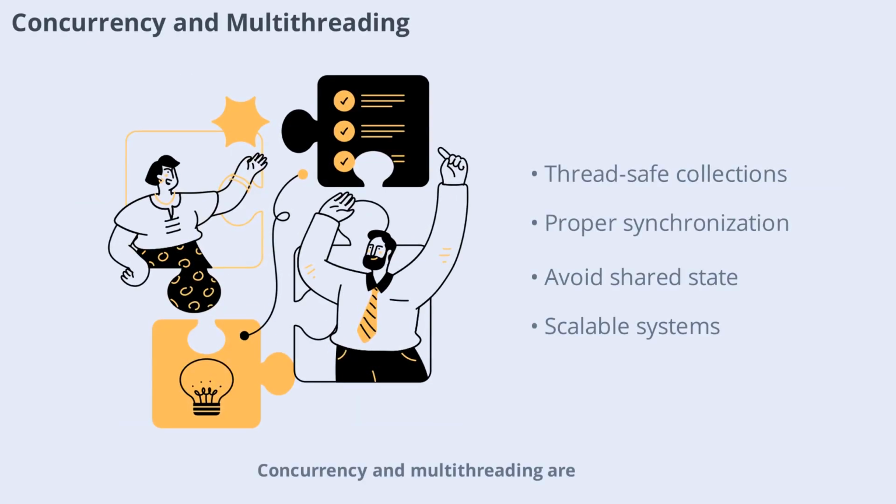Concurrency and multithreading are central to high-performance Java applications. Use thread-safe collections, proper synchronization, and avoid shared mutable state. Tools like ExecutorService simplify thread management. By mastering these concepts, you can build scalable and efficient systems that handle multiple tasks simultaneously.